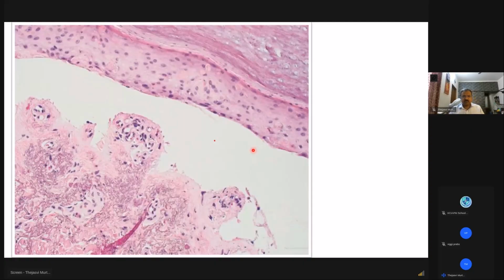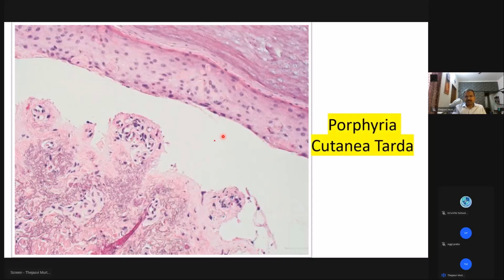Now, what are we seeing here? There's a subepidermal bulla, and there is festooning of the dermal papillae over here, and it is nothing but porphyria cutanea tarda. There is a typical festooning of the dermal papillae with a lot of blood vessels over here. This is porphyria cutanea tarda.